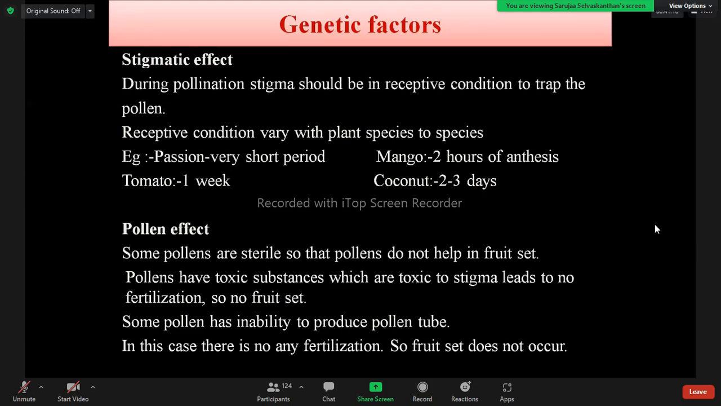The stigmatic effect also influences the fruit set, because the stigma should be receptive. Otherwise, no pollination, no fertilization, and no fruit set. The pollen effect is also there. For successful pollination and fertilization, the condition of pollen is important.